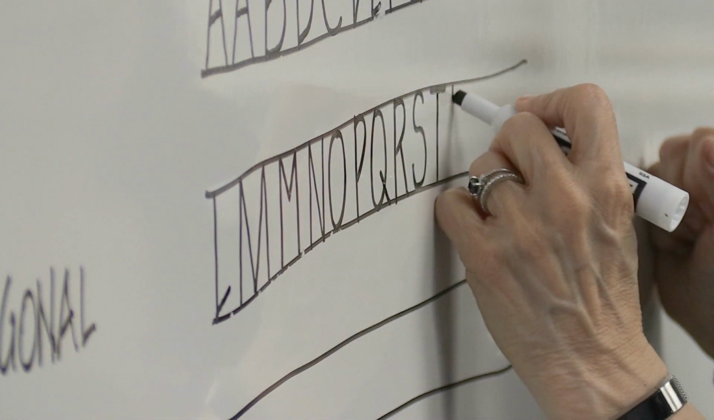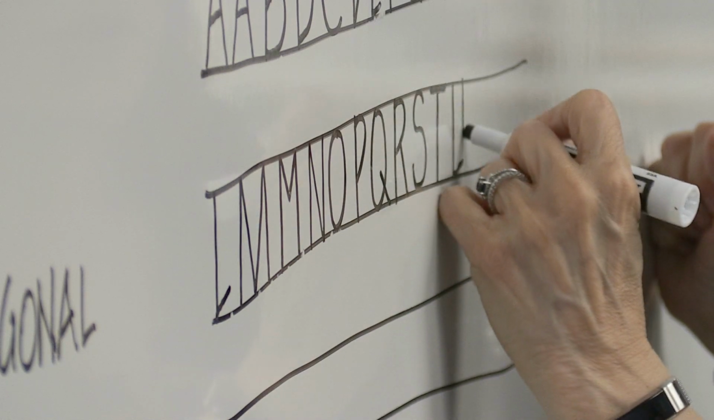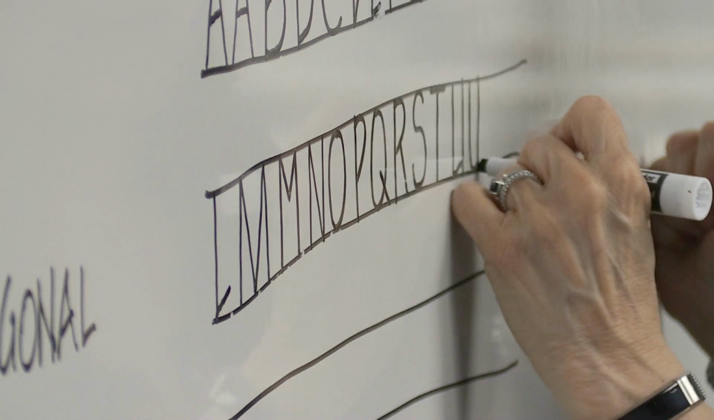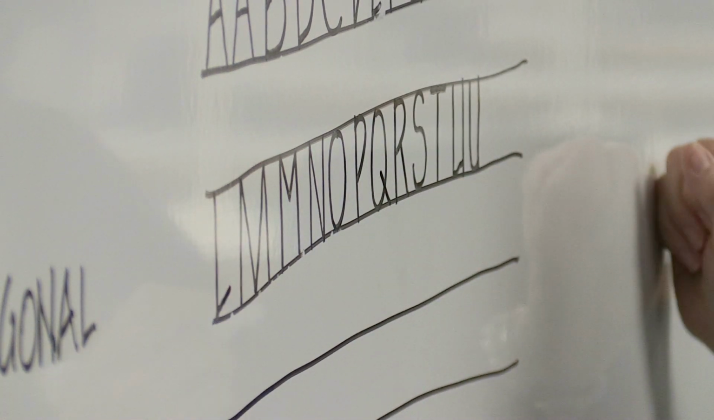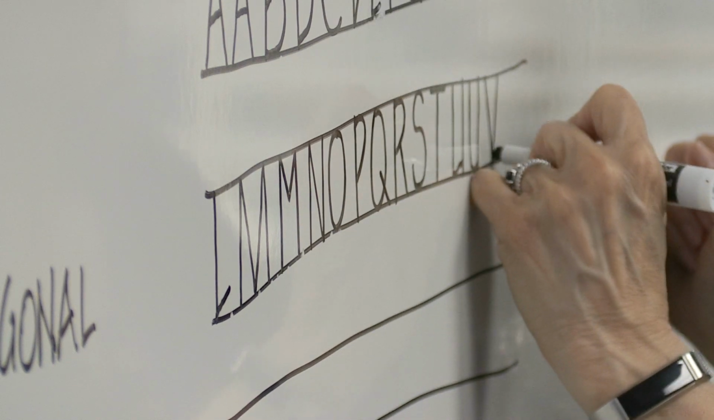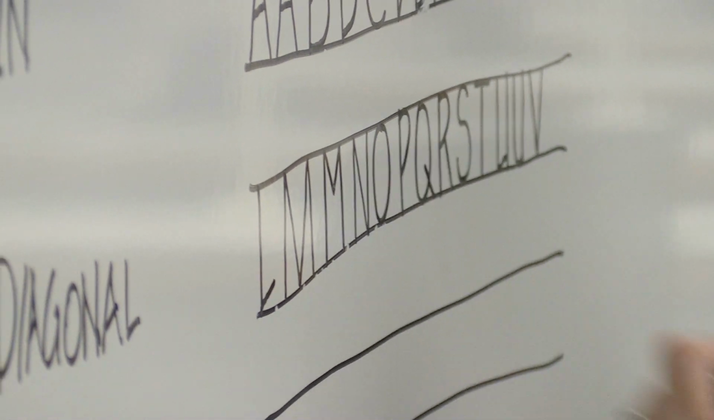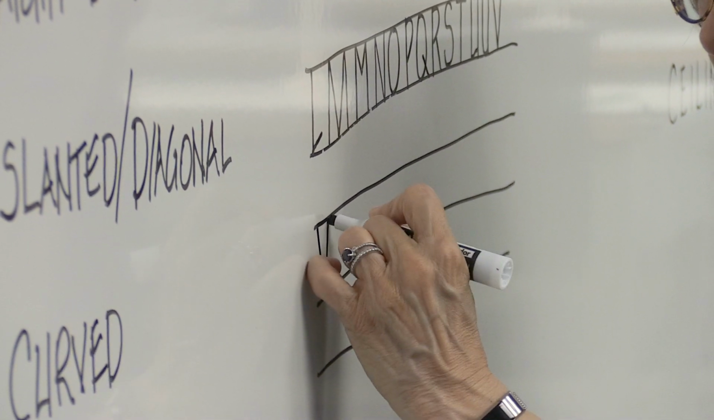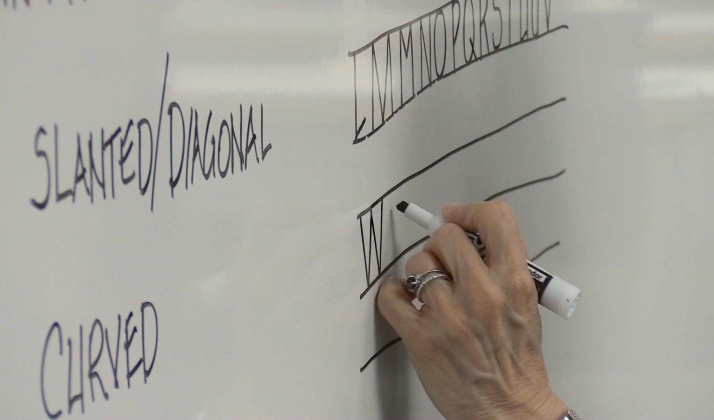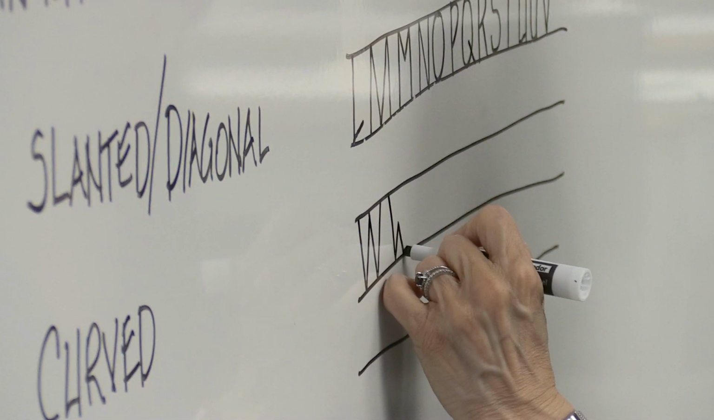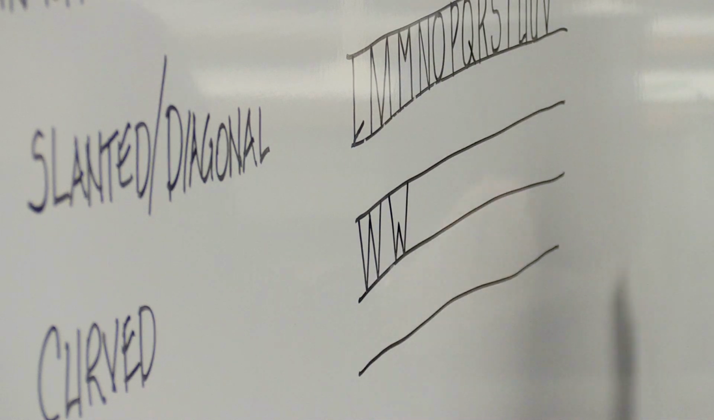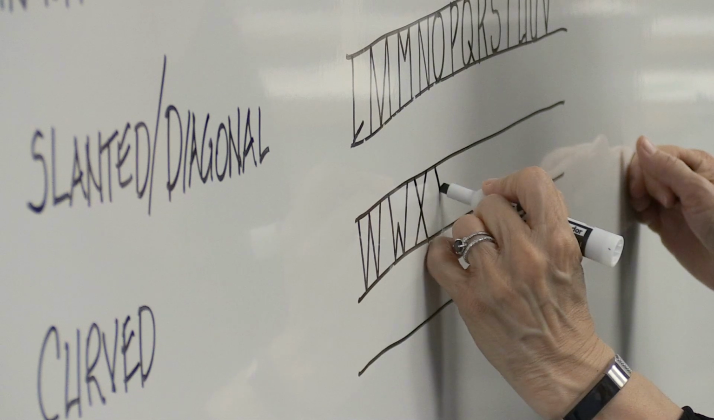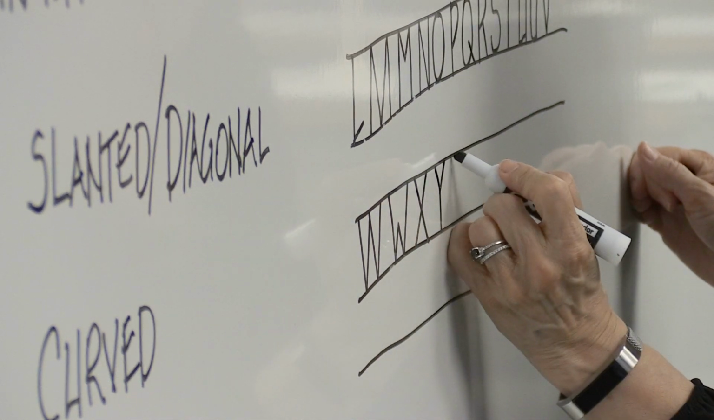Our U, and you can decide if you wanted it to be a little bit more curved or if you wanted it to be more angular. Just be consistent. V, 1, 2. W is just like the M, only inverted. Are you going to keep longer lines for the W, or are you going to keep them short? Most important thing, just be consistent. X, Y, 1, 2, 3, and then our Z.